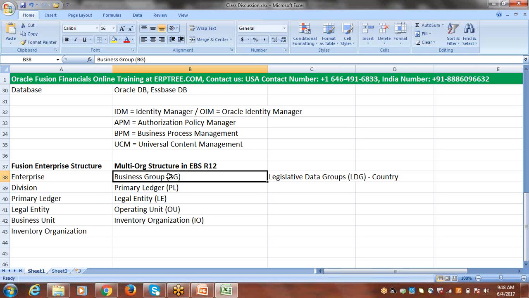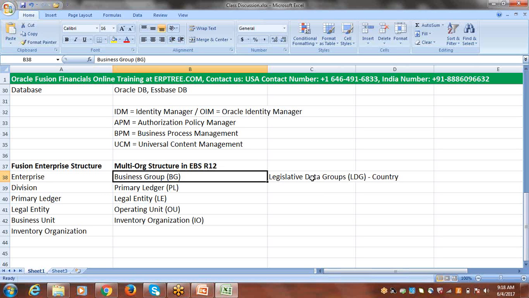Okay, we can see a similar default business group in EBS. The same way in Fusion, you can also see one default enterprise. But in EBS, you can create as many business groups as you require. But in Fusion, whatever Oracle is providing, you can go on to update as per your requirement.